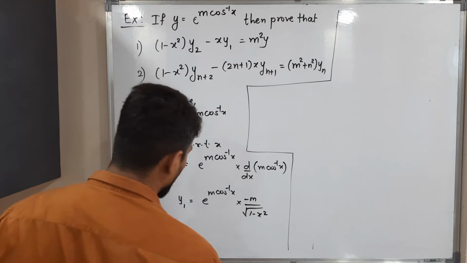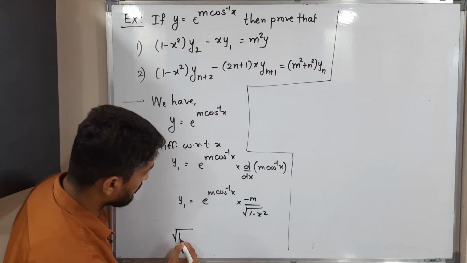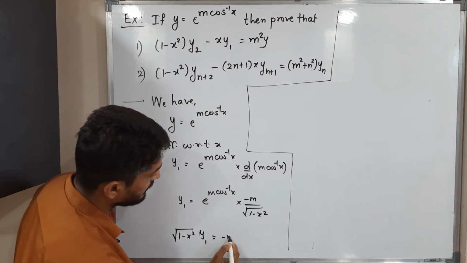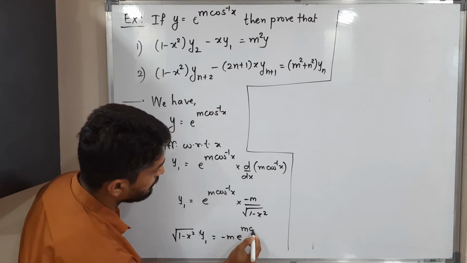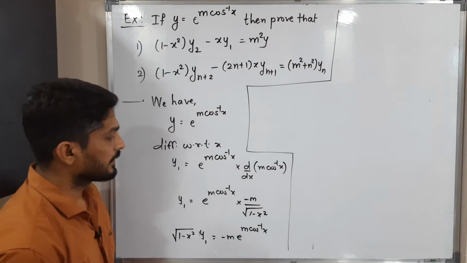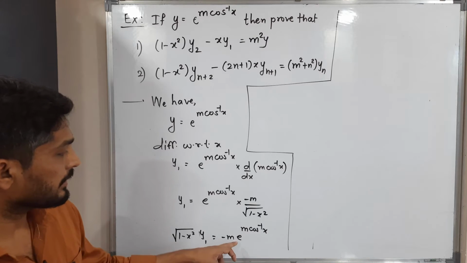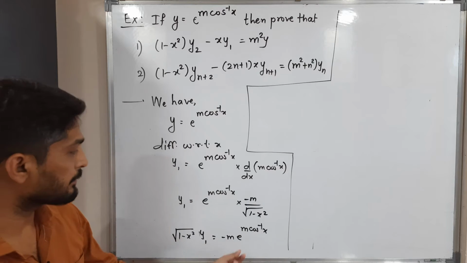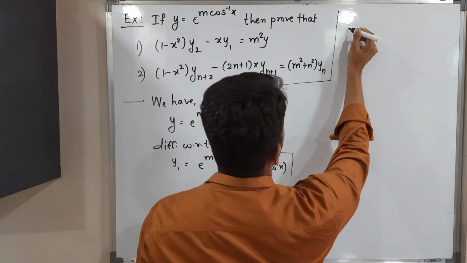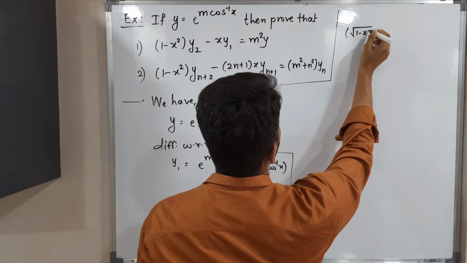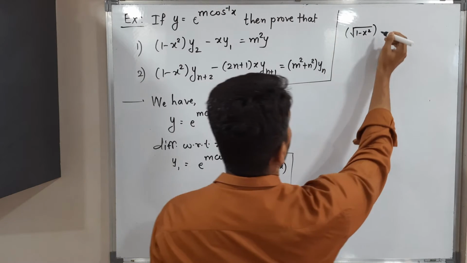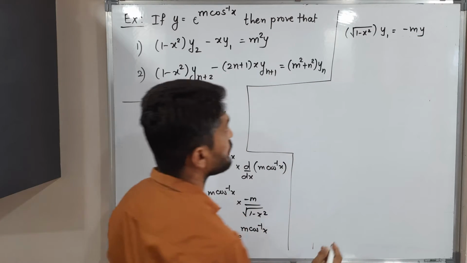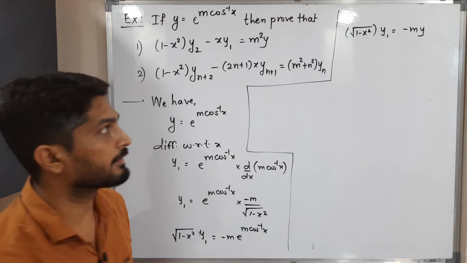So let us shift this square root on this side. So square root of 1 minus x square y1 is equal to minus m e raised to m cos inverse x, right? But we have seen this m e raised to m cos inverse x somewhere. It is y, so we can replace it by y. So it will be square root of 1 minus x square y1 is equal to minus my. So let us differentiate now, since we are interested in the second derivative.